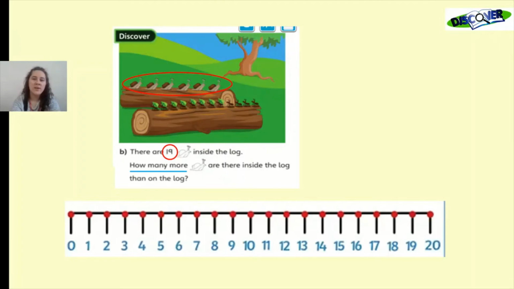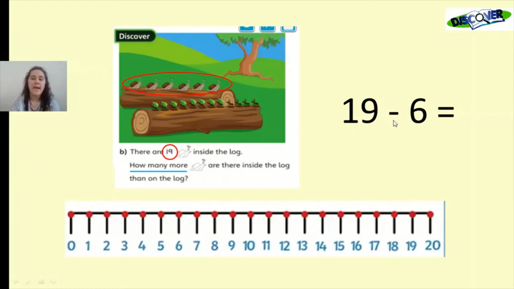And the way that we find the difference is we can either count the jumps in between the 2 numbers or take away. I'm going to take away. So I'm going to need to do 19 take away 6 to find out how many more slugs are inside that log than on the log. So now I've got my number sentence, I need to work out the answer.